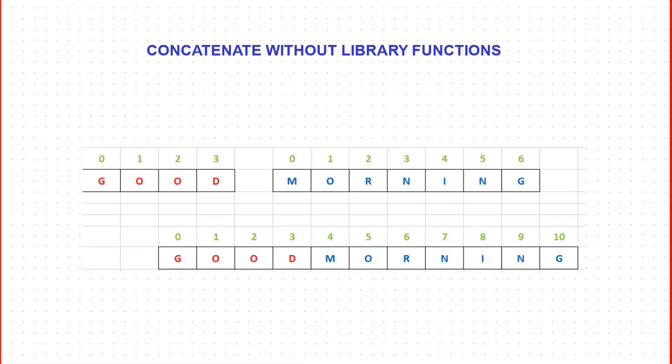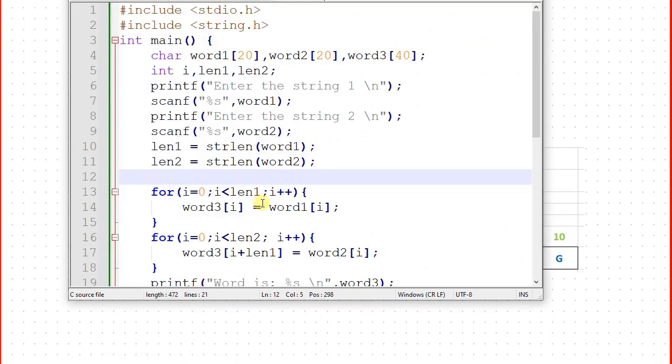So we'll just see the code and I'll explain it. So this is the code over here. So here you can see that we are starting with stdio and we have included string.h also, but we are not going to use the concatenate function.